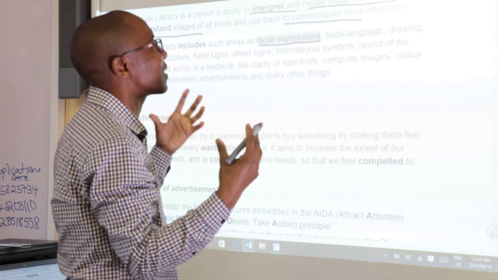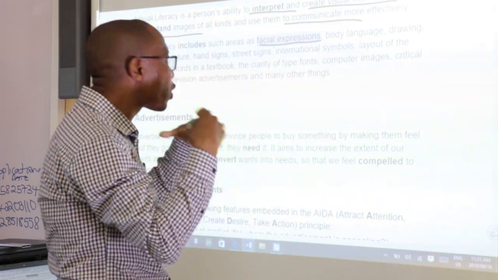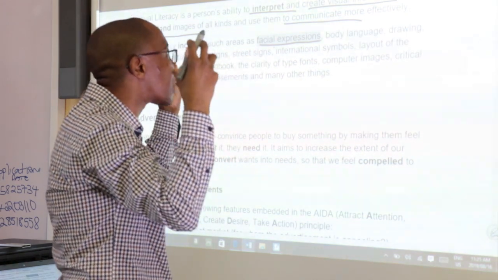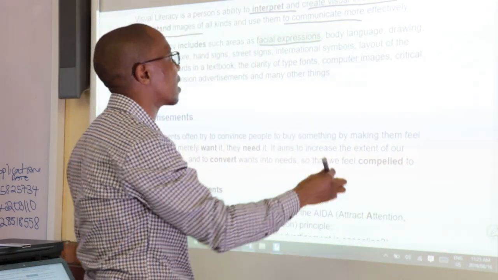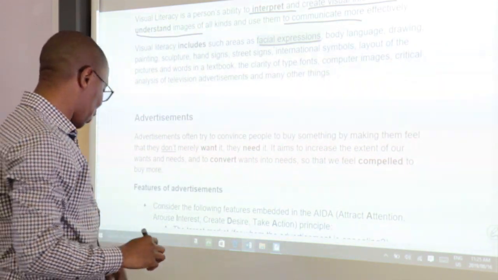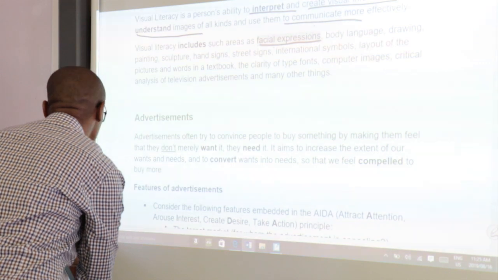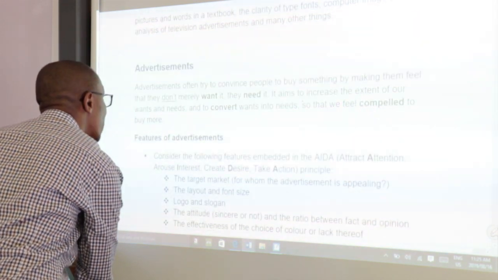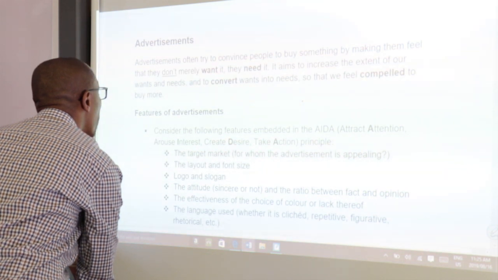Why are they saying the person is happy? Is the person sad? Why is the person sad? What do you see there? If the person is frowning, if the eyebrows are up there, what does it mean? Body language, and so on. So let me just go straight to advertisements then, and just look at important aspects of our curriculum.